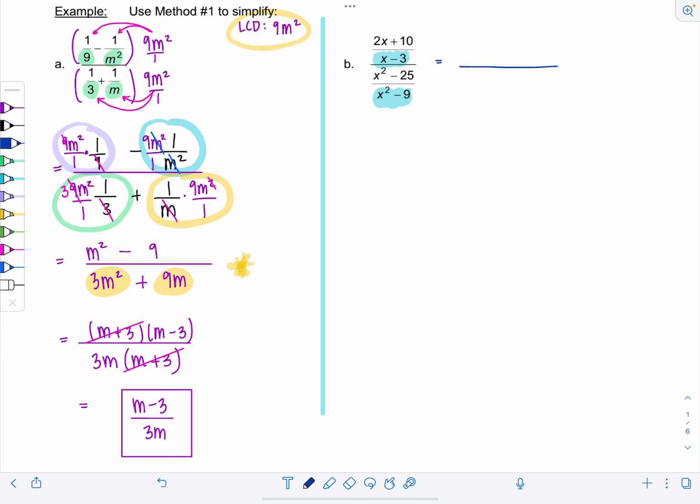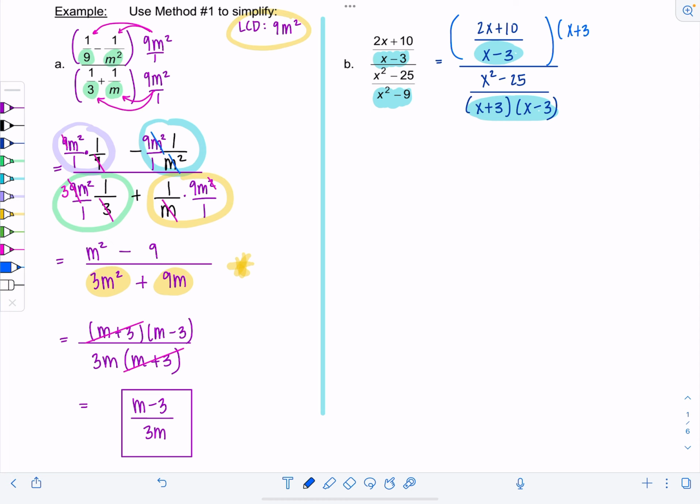I'm going to rewrite everything. I have 2x plus 10 over x minus 3. And then I have x squared minus 25. I'm just going to factor the denominators for now. Over x plus 3 times x minus 3. So now the minor denominators are here. x minus 3, x plus 3 times x minus 3. And what's the LCD for those two denominators? That's right, it's x plus 3 times x minus 3.